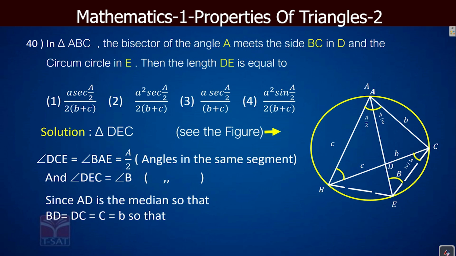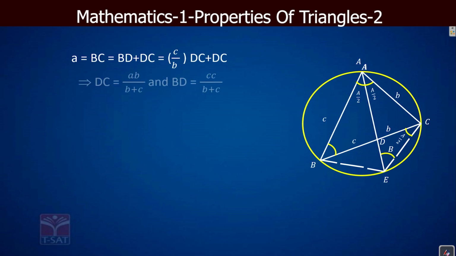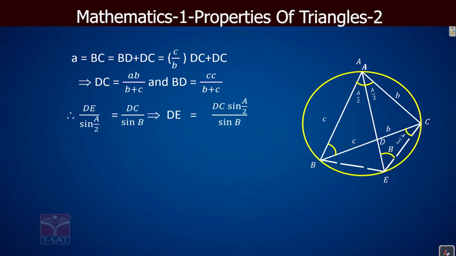So now, since AD is the bisector, BD is to DC is always c is to b. Please remember that the bisector of an angle of a triangle divides the opposite side in the ratio of the other two sides. So here BD is to DC is AB is to AC, which is c is to b. So that small a is equal to BC, which is BD plus DC, that is c by b into DC plus DC. So DC is equal to ab by b plus c, and BD is equal to ca by b plus c.